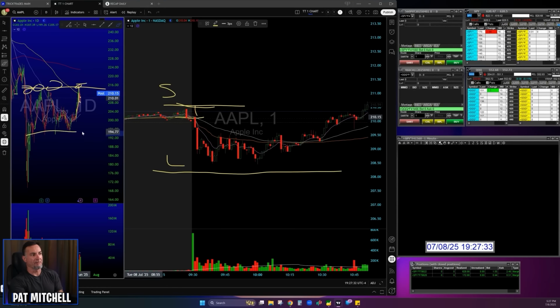Same thing with support, let me redo that. You see all this support here? How it bounced, bounced, bounced, bounced. It held that level. So why does support and resistance work? And this is really important, because it gives you confidence in these trades.